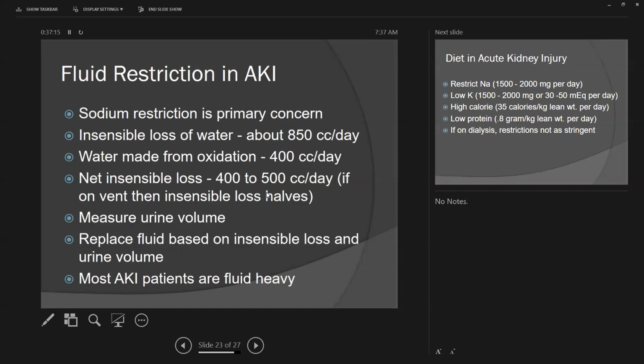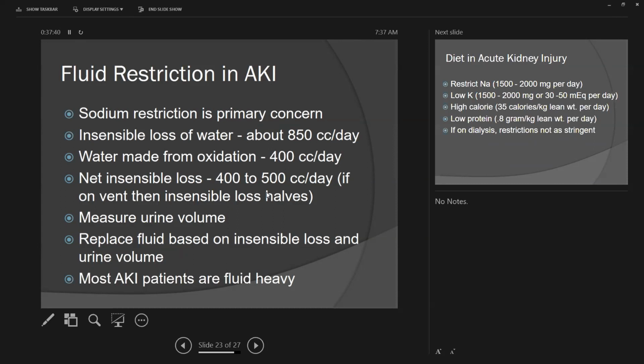The insensible loss of water per day is about 850 cc's, but we make water from oxidation of our foods to the tune of about 400 cc's. So the net insensible loss is somewhere around 400 to 500 cc's a day. You need to take that into consideration when you're giving volume back to your patients. So you've got a minus 500 to deal with when you start figuring out how much volume to give.